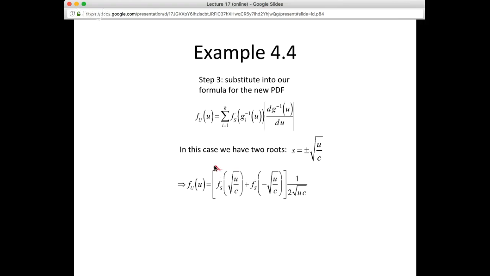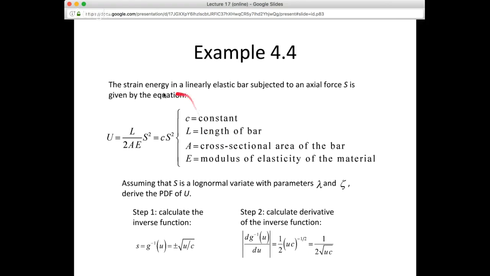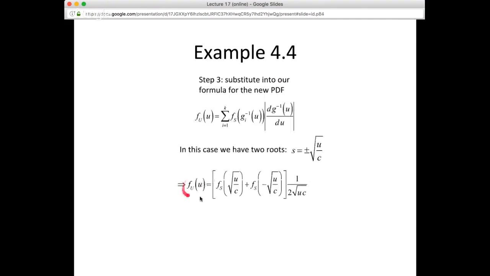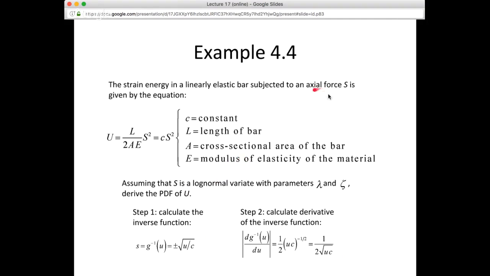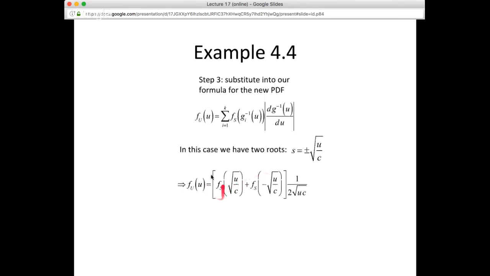And so that means that in this case, F of U, remember that's going to be the strain energy, the PDF for the strain energy, is going to be equal to the PDF for the applied axial force S. So that's the axial force evaluated at the two roots, which are just the G inverse of U. One of them is a positive square root U over C, and the other one's a minus square root U over C. And then this derivative of G inverse of U with respect to U is just the 1 over 2 square root UC that I've indicated here.